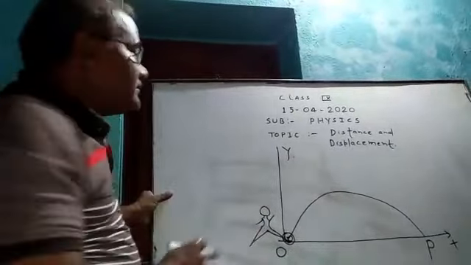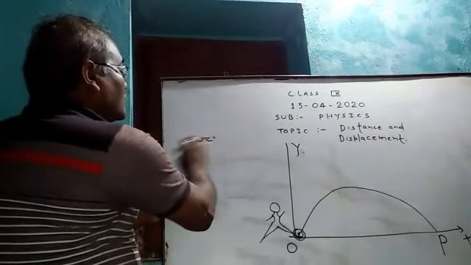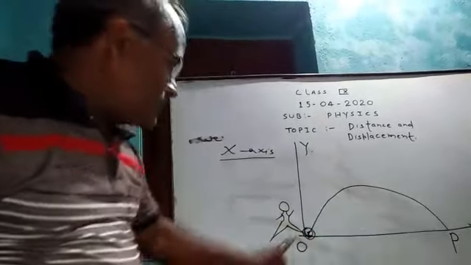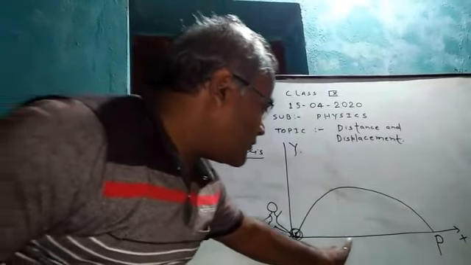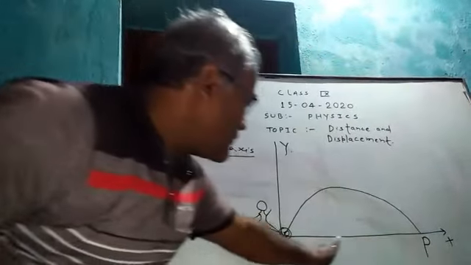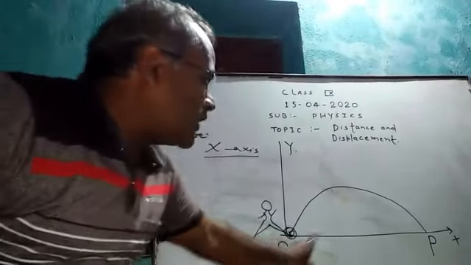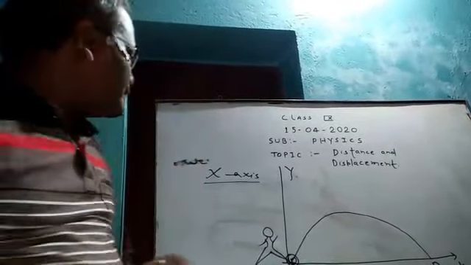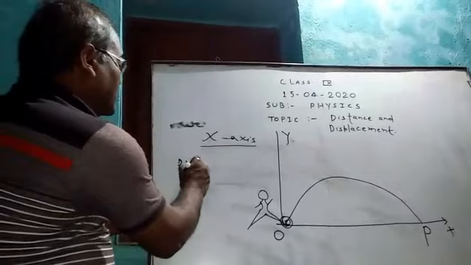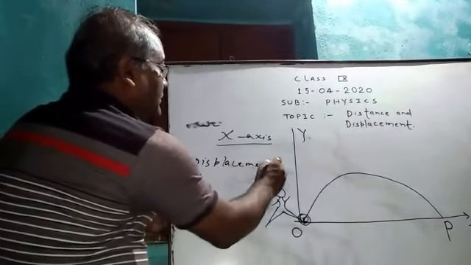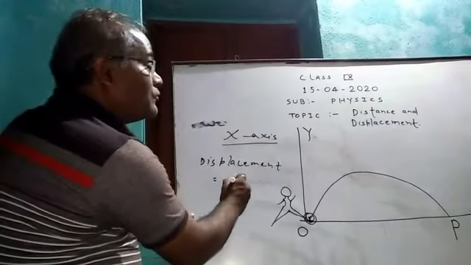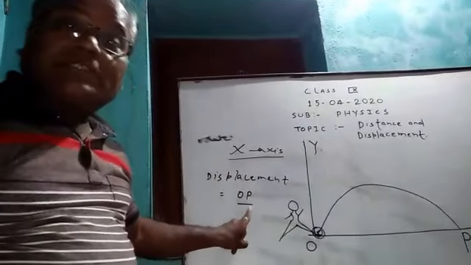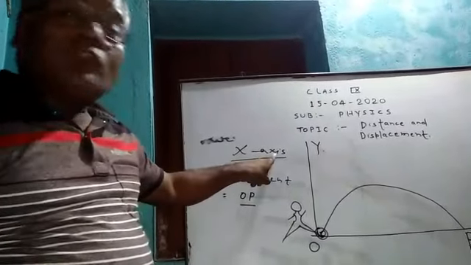When we go along the x-axis, in this case the body has a displacement that will be OP. The length of OP along the x direction will represent the displacement along the x-axis. You remember it. The x-axis displacement will be equal to the length of OP. But this displacement is considered along the x-axis only.